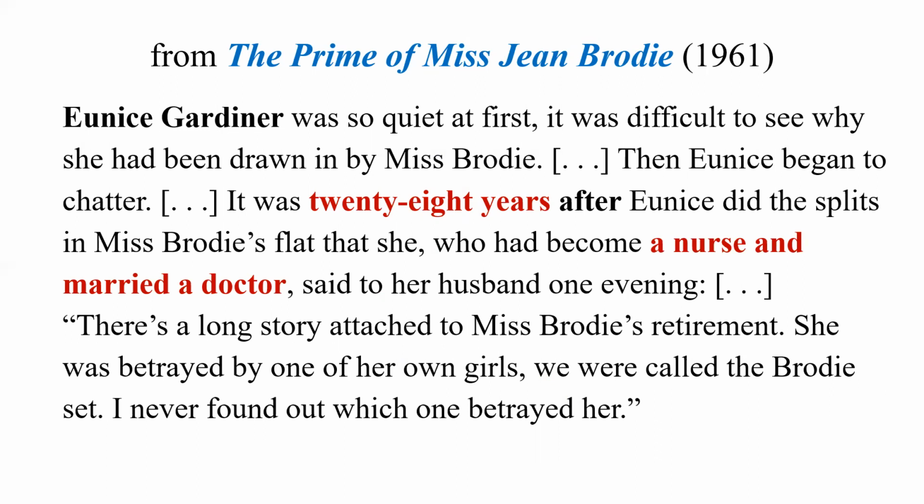She is very loyal to Miss Jean Brodie. And with that perspective, now we come back to the present narrative and we interpret the context in a different way. Of course, we eliminate Eunice Gardiner and we look for the betrayer. So this is how this technique functions.